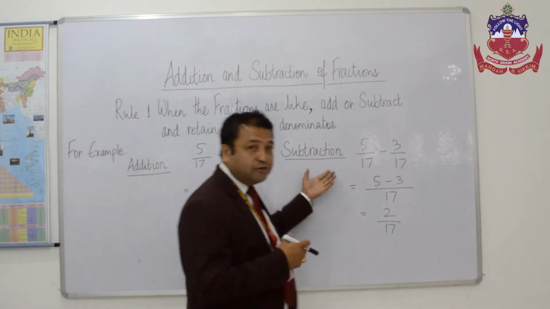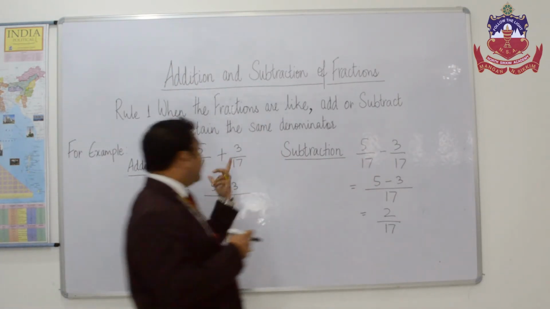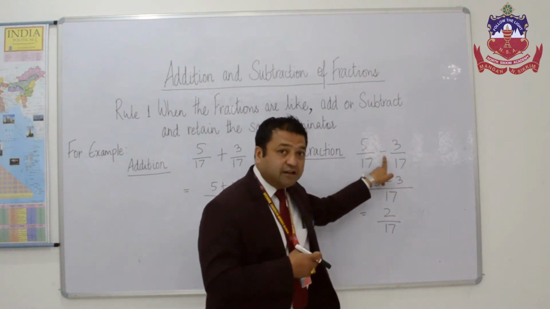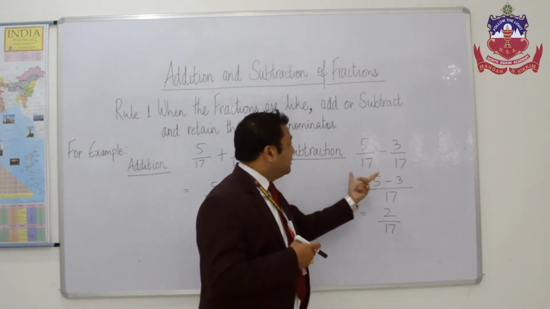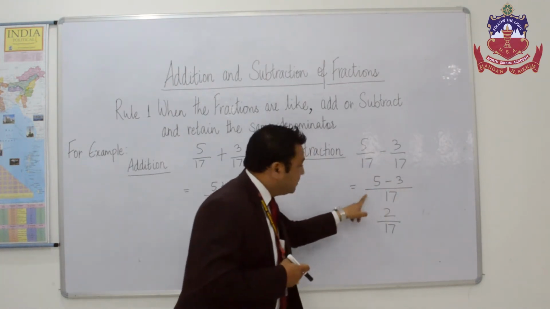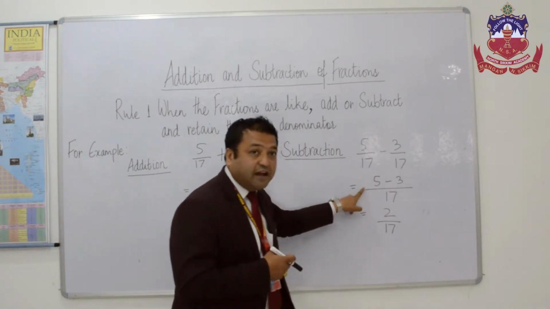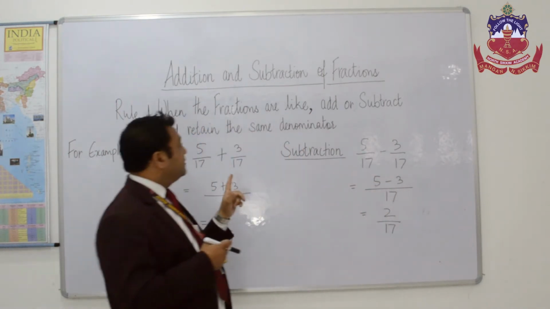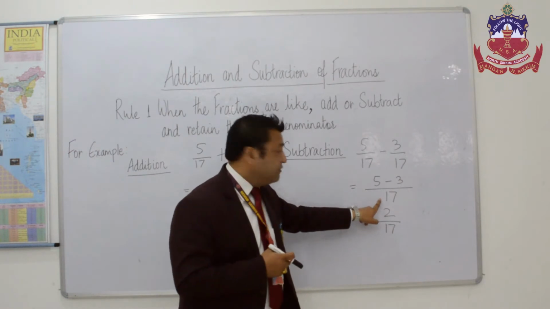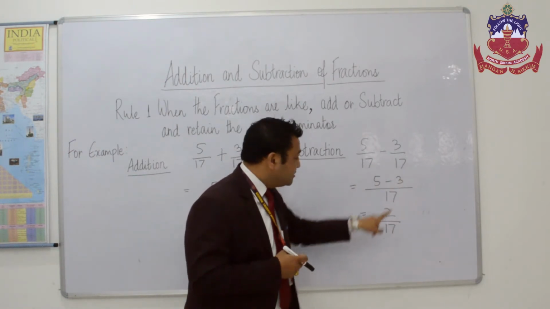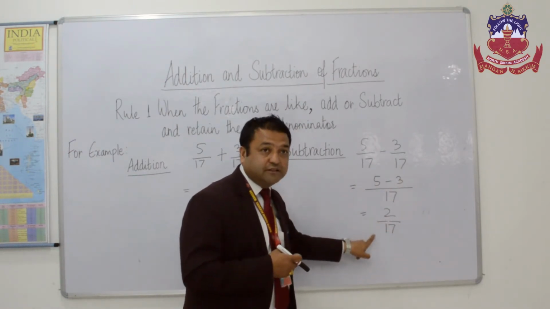Simultaneously, when you go to subtraction, I have taken the same number, only the difference is the subtraction sign here. Here I have drawn a line, which is the division line. I have retained the denominator here as 17. So 5 minus 3 is 2. 2 by 17 is the answer.